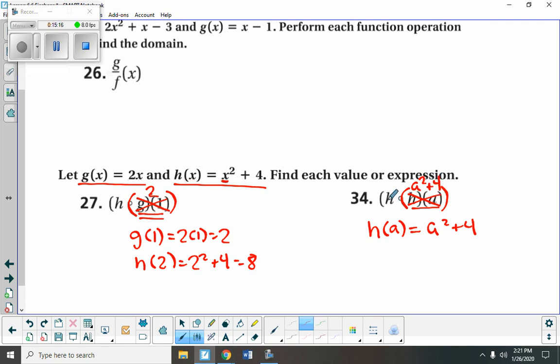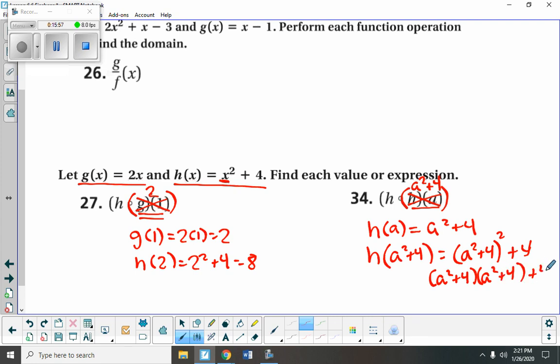So now in the h function, we're going to substitute in a squared plus 4 instead of the x. So h of a squared plus 4 would be, instead of the x, we're going to put in a squared plus 4, and then you have a plus 4. Now we need to simplify that. And I forgot to put squared right here, because the x is a squared plus 4, and that gets squared. So that means a squared plus 4 times a squared plus 4 plus 4.